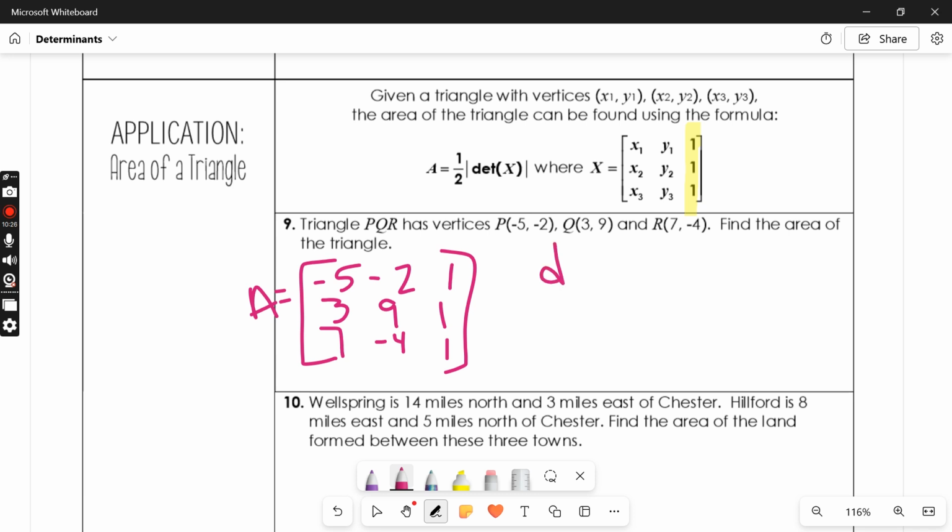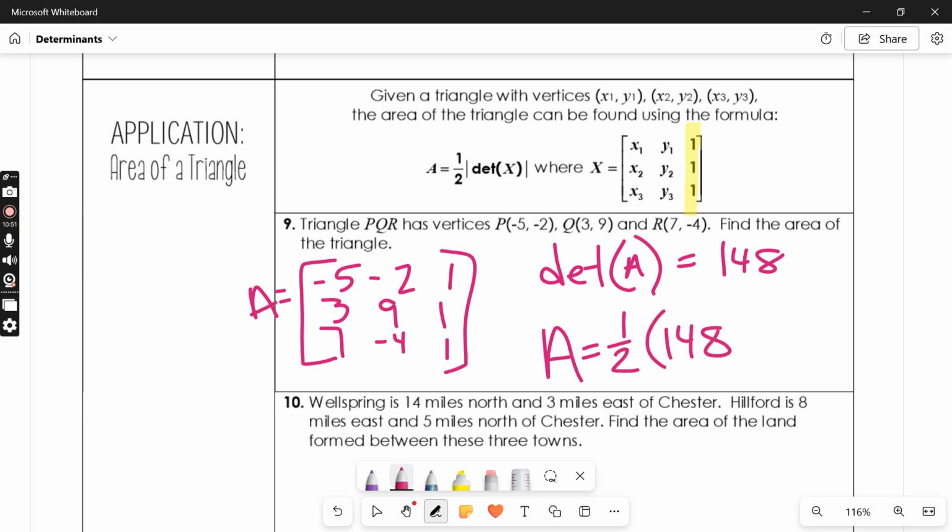So we're going to now find the determinant of A. So you can either do that by hand or you can use your calculator, whichever way you prefer. So find the determinant of A. When you find the determinant of A, you should get 148. So that means our area is going to be half of 148, which is 74.